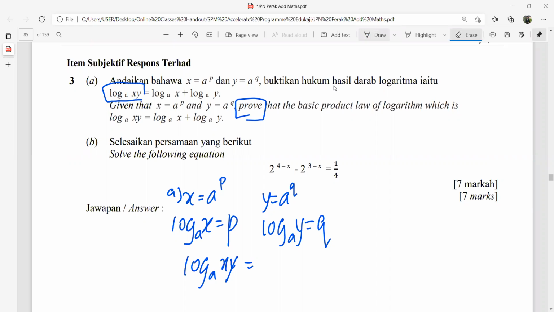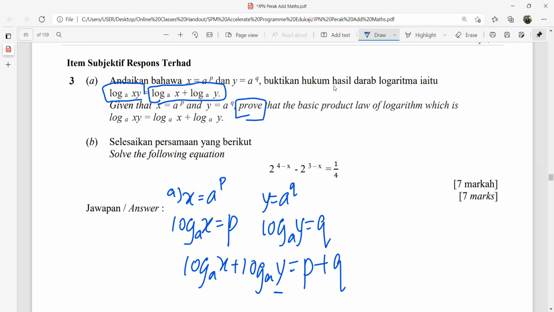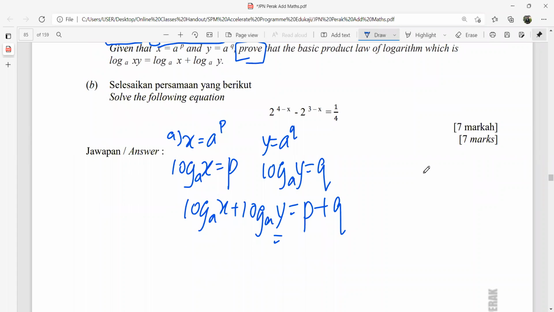So I need you all to think again how to start. If you change to log already, then you will have problems. How do you connect them? Or you want to make it the other way around. The other way around is log x plus log y equals p plus q, like that. And then how to prove log xy? So that's the question. How do you prove?